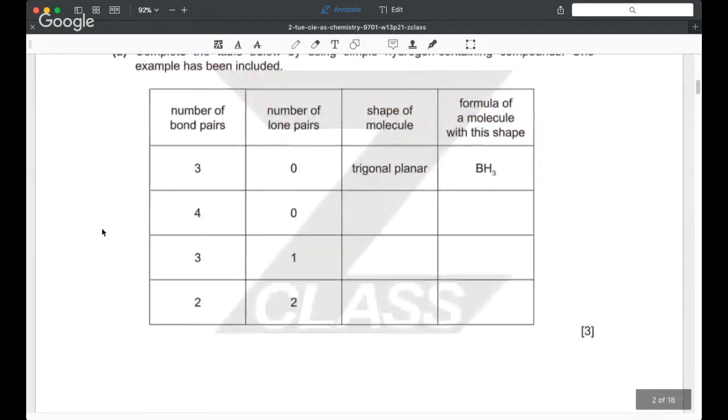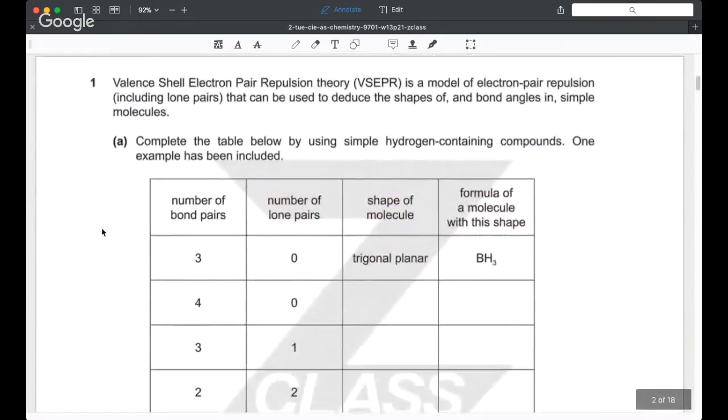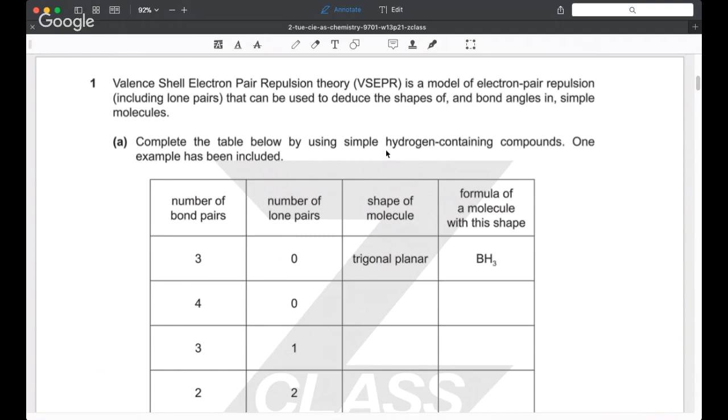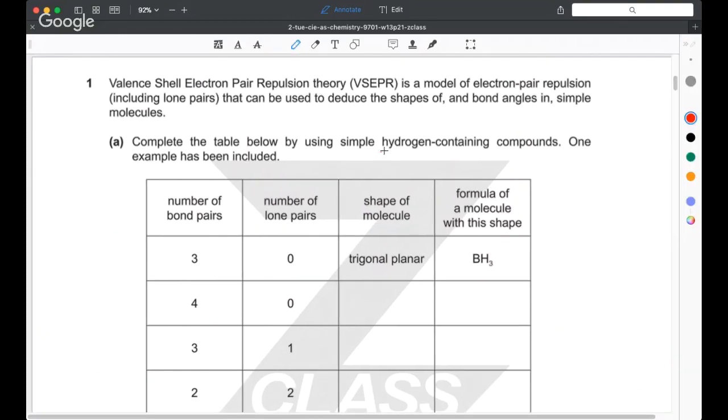Okay, so first question here. The examiner pulled out that when you're completing this table, it's very important to have read the question stem before, because there's a point here where you've got to have hydrogen-containing compounds. And some of the students, the examiners noticed, didn't include compounds that were based around hydrogen. So reading the question stem is very, very important.